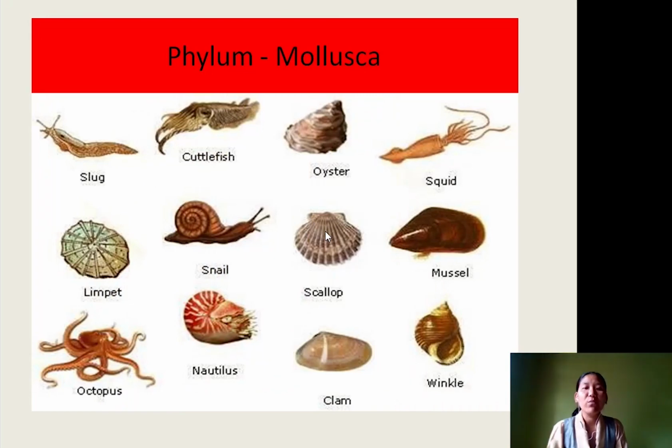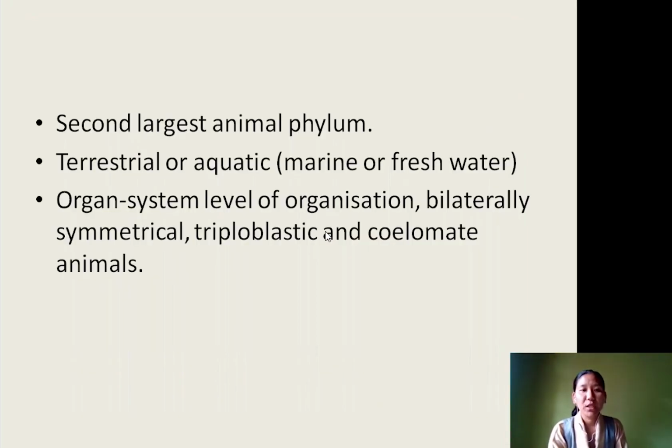Next is phylum Mollusca. This phylum consists of soft-bodied organisms, and since they are soft, they have a protective covering, a shell. Most of them are shelled, but there are a few without shell. They form the second largest animal phylum. They can be terrestrial or aquatic, that is, marine or freshwater.